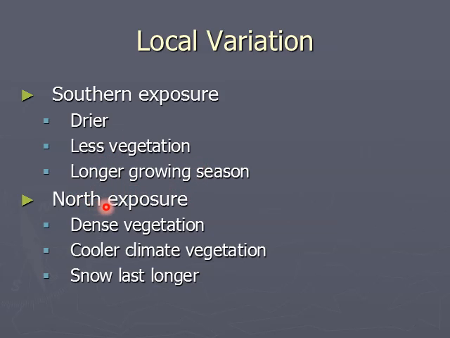On the northern exposure of a hill, you usually have more vegetation because it's a little cooler in climate, and it's usually not as dry, so the vegetation grows more. And then snow lasts longer on the northern side because it's in the shade more. It's shaded more from the direct rays of the sun. It's just like snow does not melt as fast when it's in the shade as it does when it's in the sun.